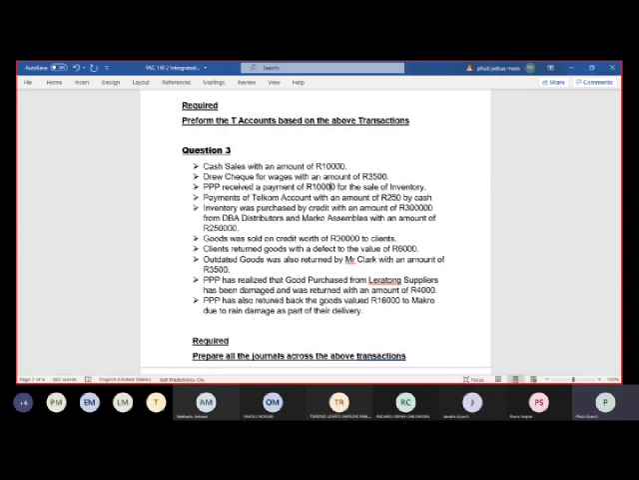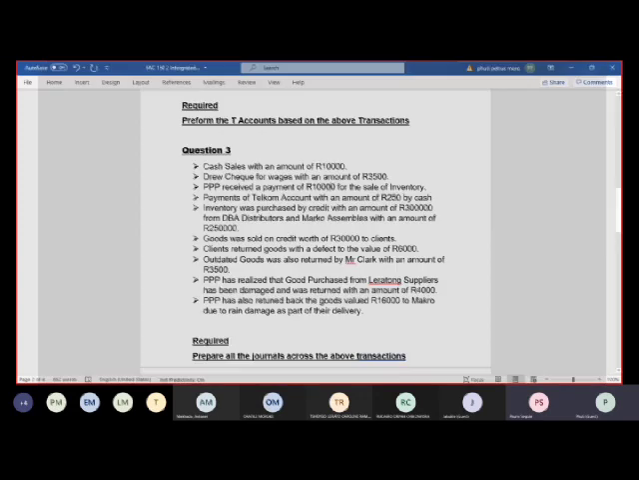It will go under that. All right, let's have a look at transaction 5. Inventory was purchased on credit with an amount of 300,000 rand. Let's have Pumi. It goes to your purchases journal. Purchases journal. Thank you very much.